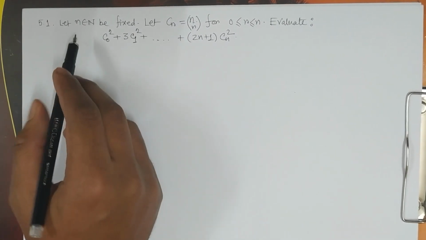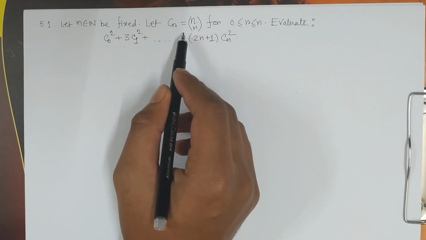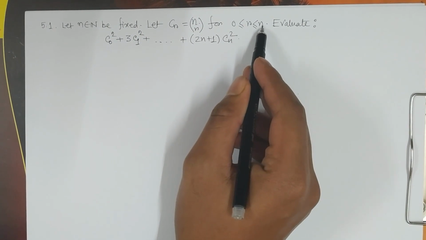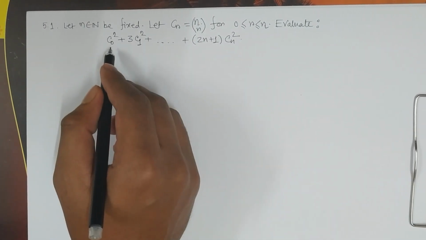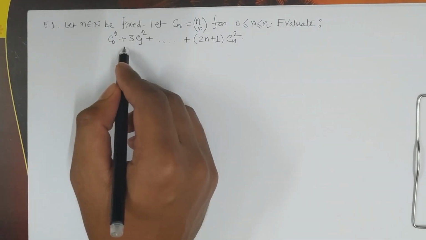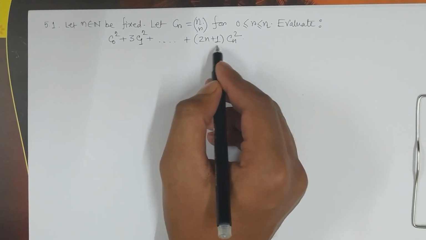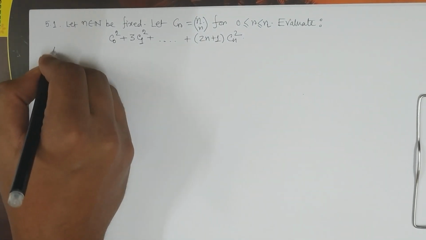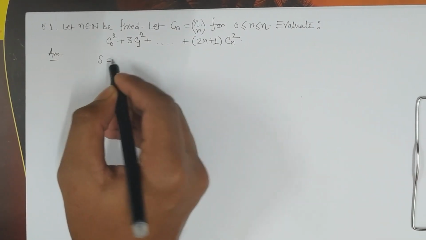So the question is as follows, where n belongs to natural numbers is fixed and nCr is defined for 0 to n. We are asked to evaluate a sum which looks like this: C0 square plus 3 into C1 square plus up to 2n plus 1 into Cn square. So how do we solve this kind of problem? Okay, let the sum be S.